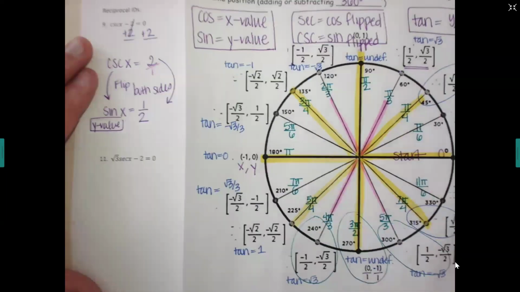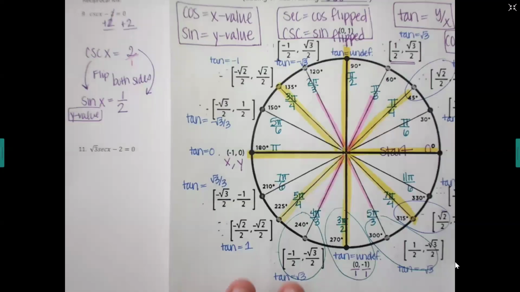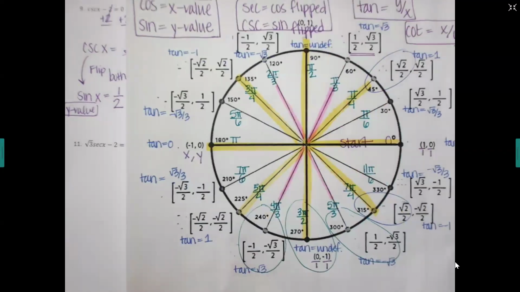Okay, so I'm looking for 1/2 as a Y value. Where are the 2 places that happens? Pi over 6 and 5 pi over 6. Okay, notice that you do not have a plus or minus on this one. So you should only end up with 2 answers, not all 4.